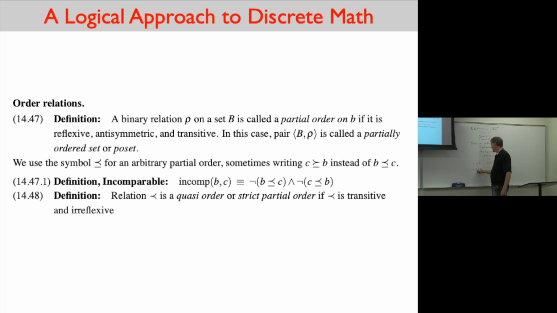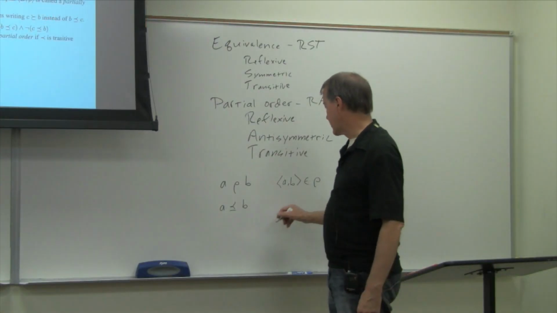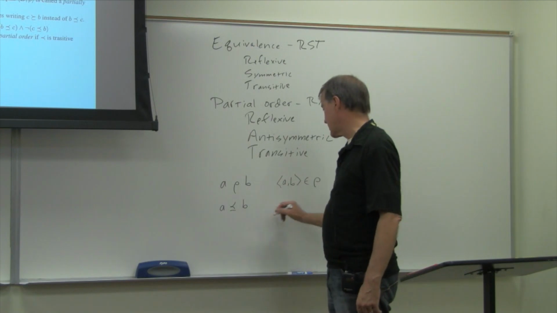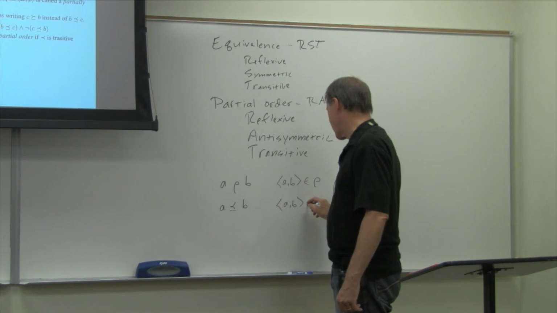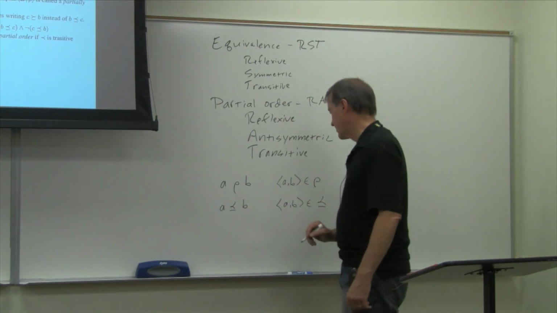This kind of looks like a less than or equal to, but it's a general one. It's not really less than or equal to, which is a specific relation, but a general relation. So instead of writing it as rho, we write it like this when this is a partial order. Another way of saying this, it's the same thing: (A, B) is an element of the partial order.